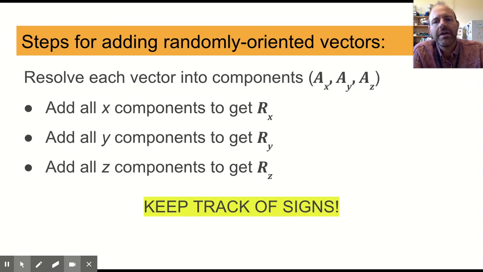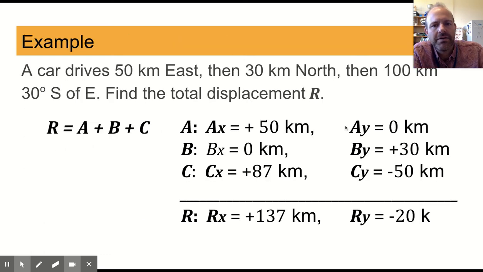So the method laid out for you is: resolve every vector into its components, x, y, and sometimes z. Add all the x components to get the x resultant, add all the y components to get the y resultant, and so on. Keep track of signs, and once you've done all of that, you can put them back together.